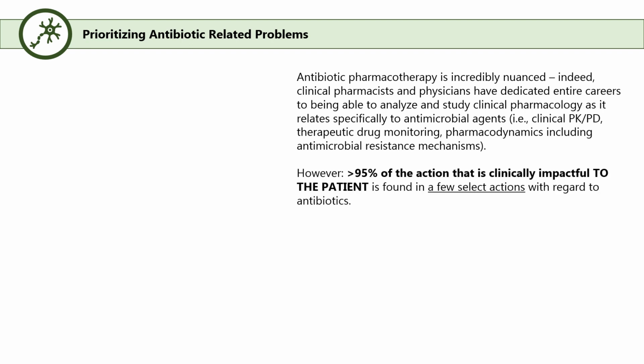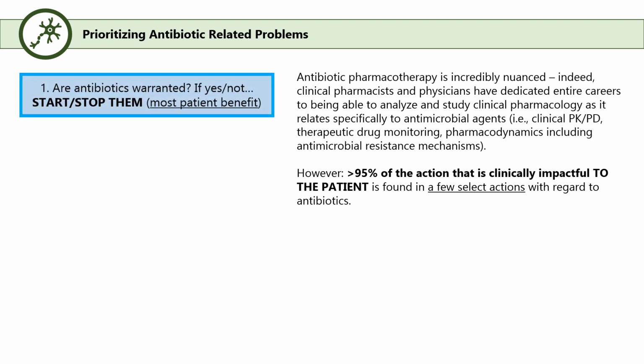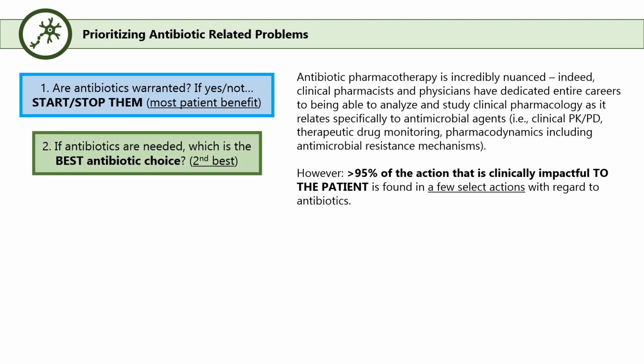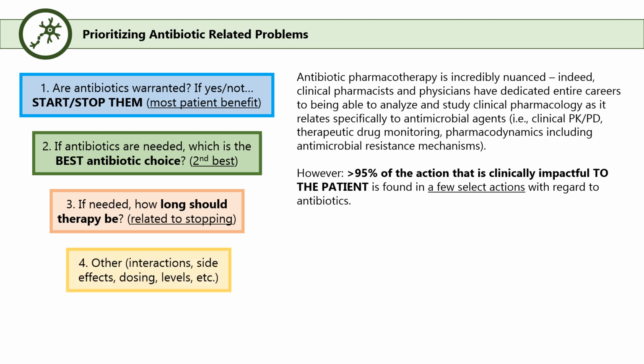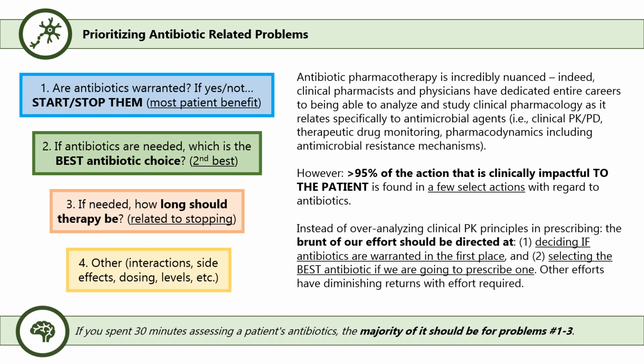Instead of using the brunt of your valuable time over-analyzing nuanced principles, our efforts should be focused on, first, if antibiotics are warranted in the first place, which is the most important action: to start or stop antibiotics if not needed. Second, if antibiotics are needed, which is the best antibiotic selection. And third, if needed, how long exactly should therapy be? This, of course, being related to number 1 and stopping antibiotics. Other considerations like dosing are of much less impact comparatively and are easily and quickly looked up, so we should spend the majority of our time here.